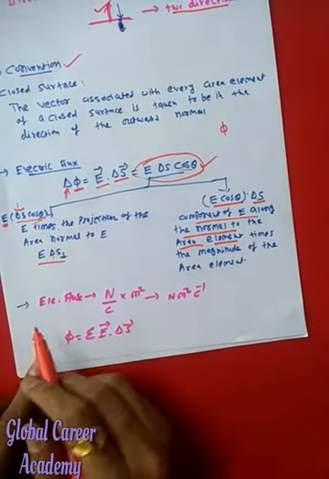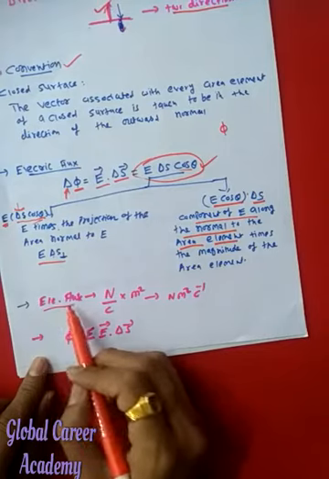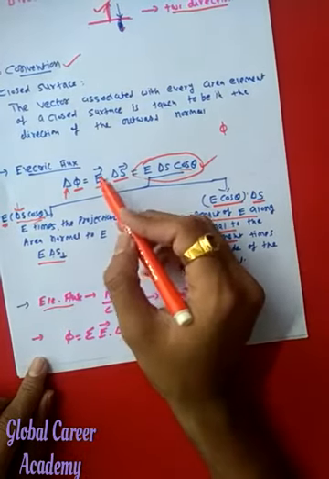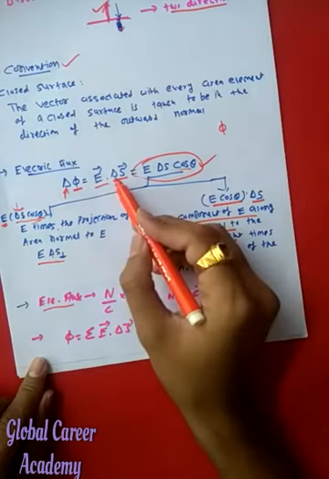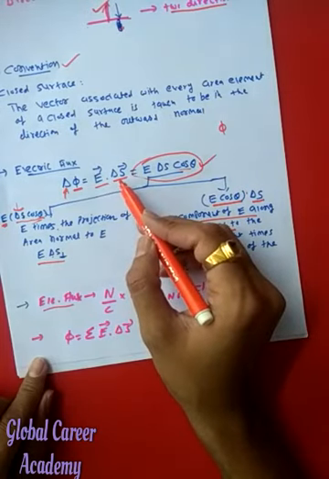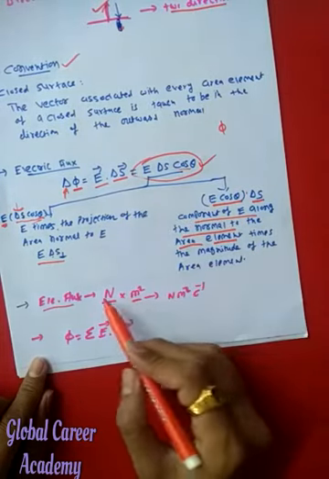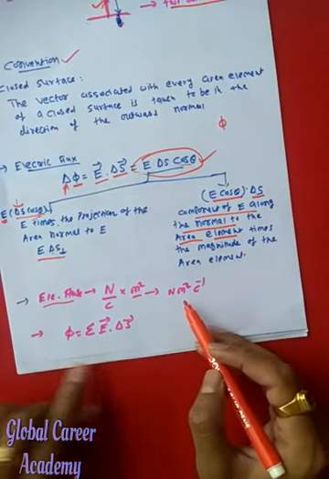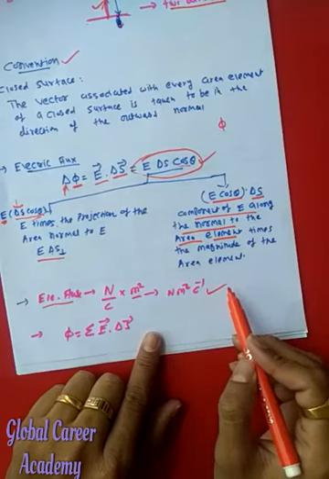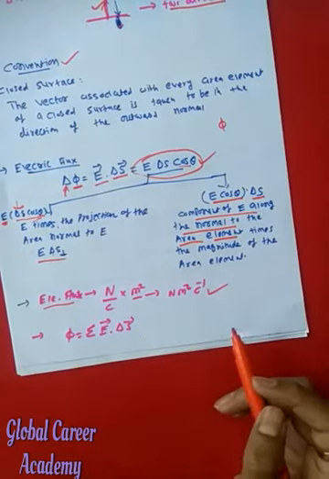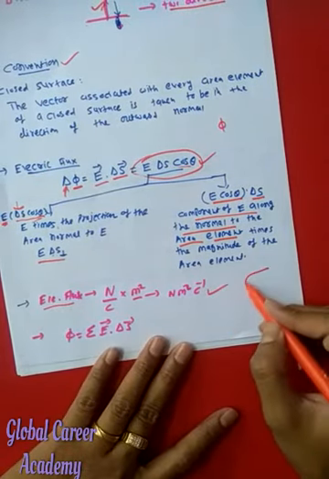If we talk about the unit of electric flux, then as we know, the electric field has the unit Newton per coulomb, and then it gets multiplied with the area. So area is expressed in meter square, and that is how the unit comes to Newton meter square coulomb inverse, right?